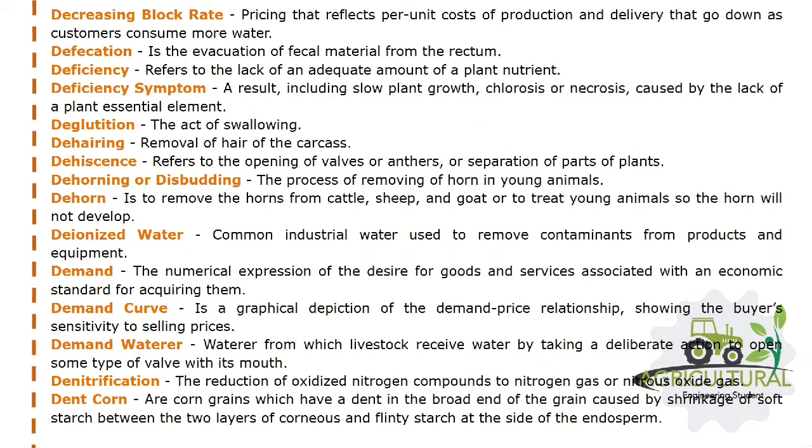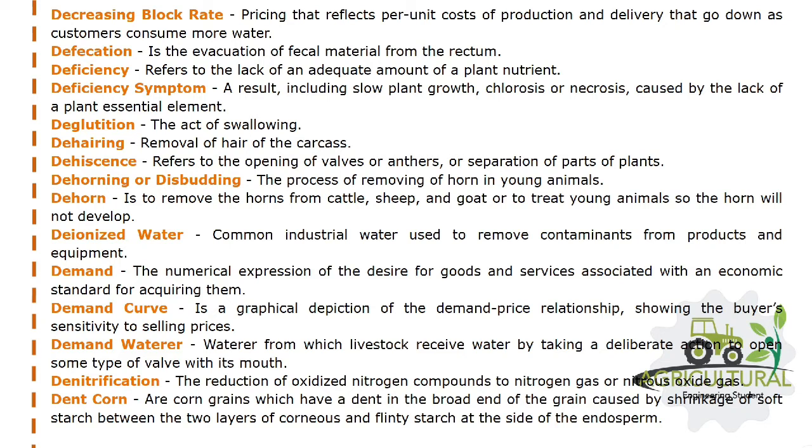Deficiency, refers to the lack of an adequate amount of a plant nutrient. Deficiency symptom, a result, including slow plant growth, chlorosis, or necrosis, caused by the lack of a plant essential element. Deglutition, the act of swallowing. Dehairing, removal of hair of the carcass. Dehiscence, refers to the opening of valves or anthers, or separation of parts of plants.